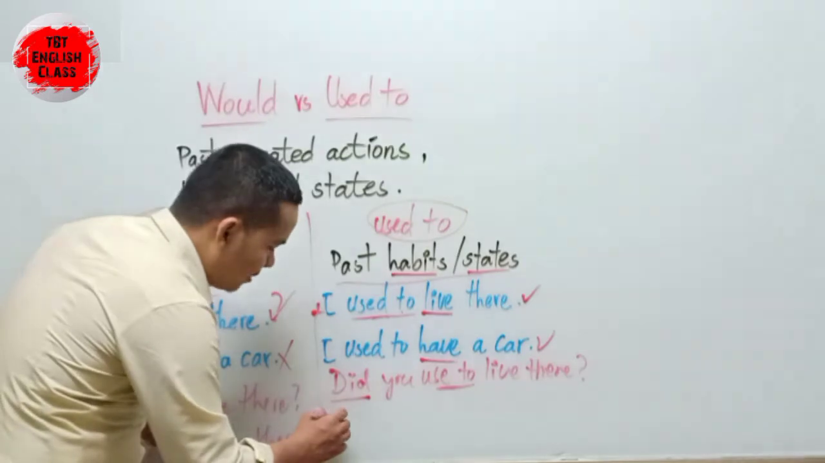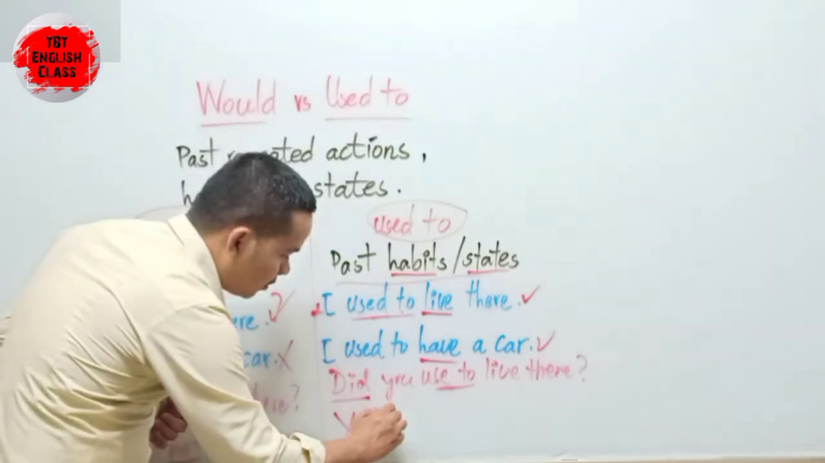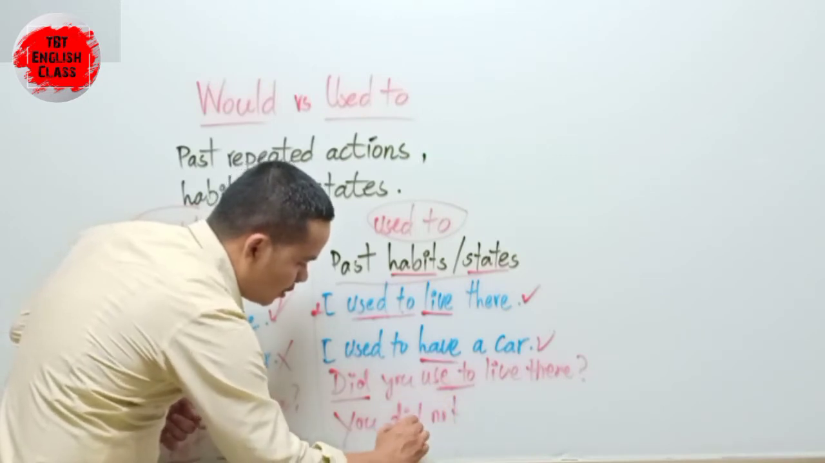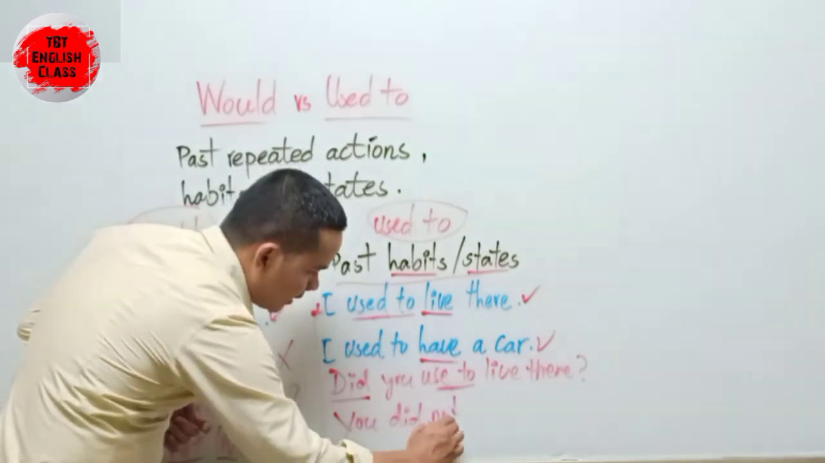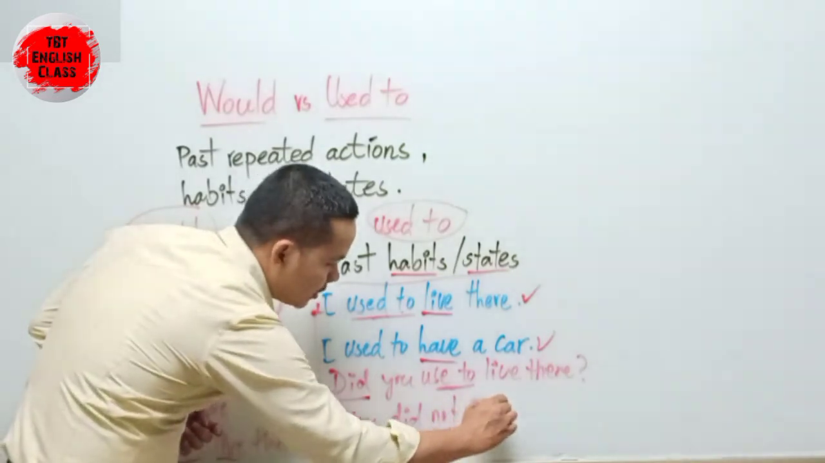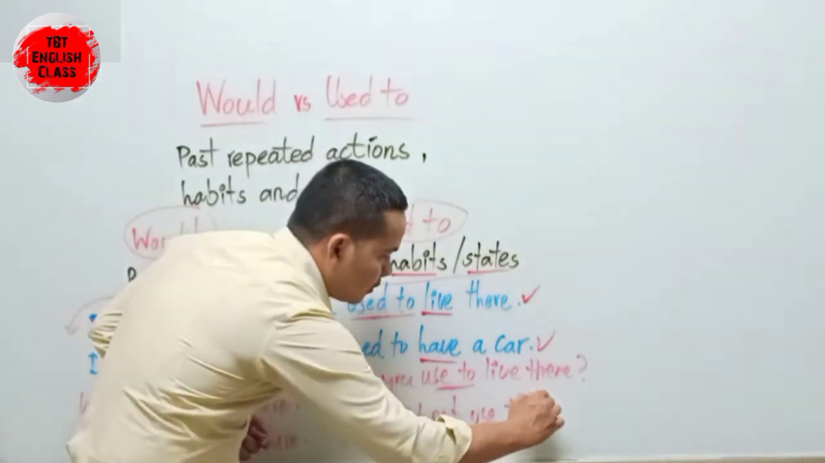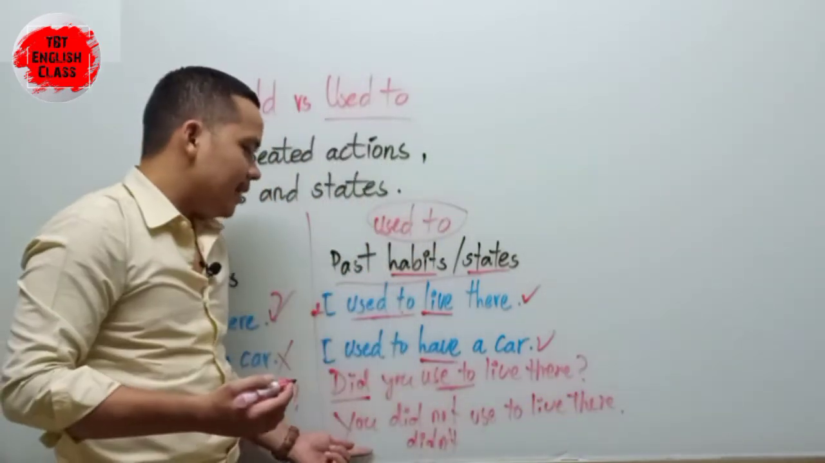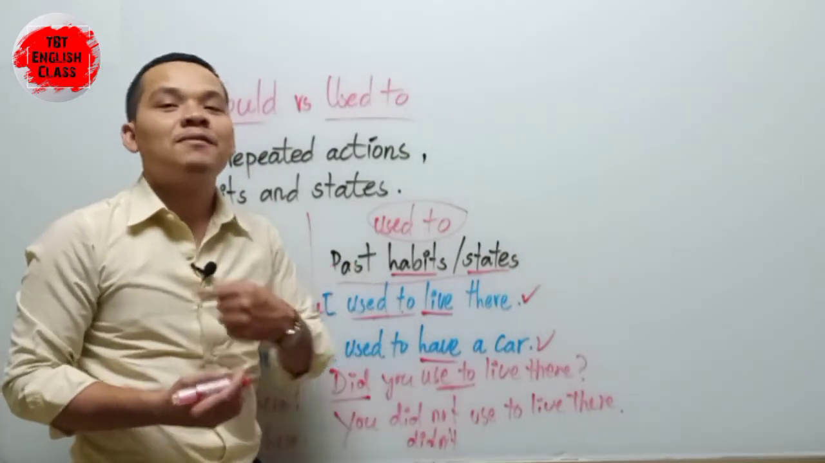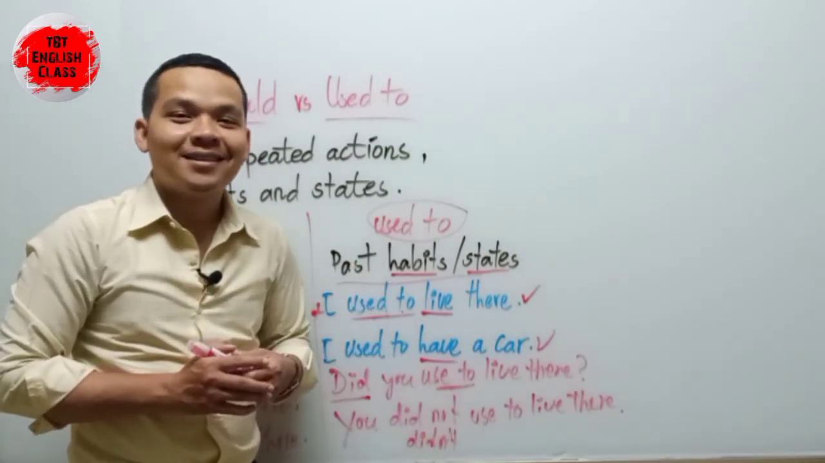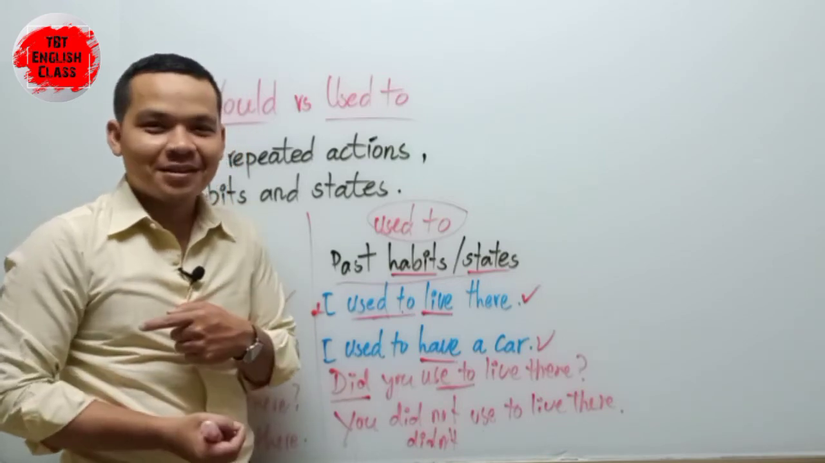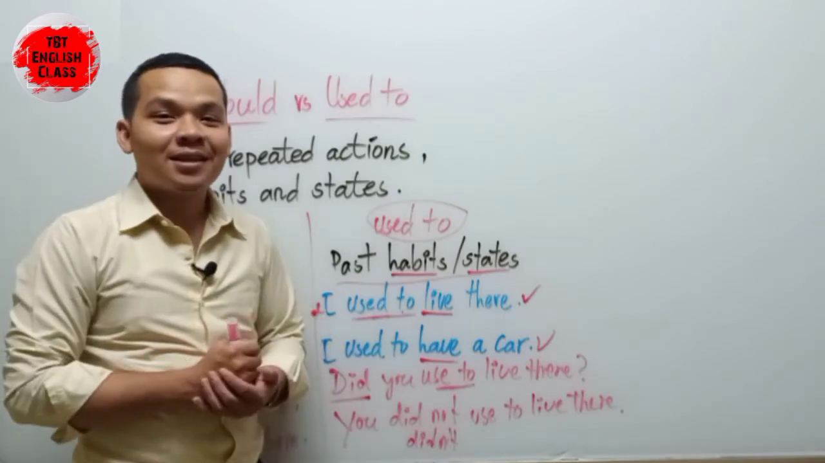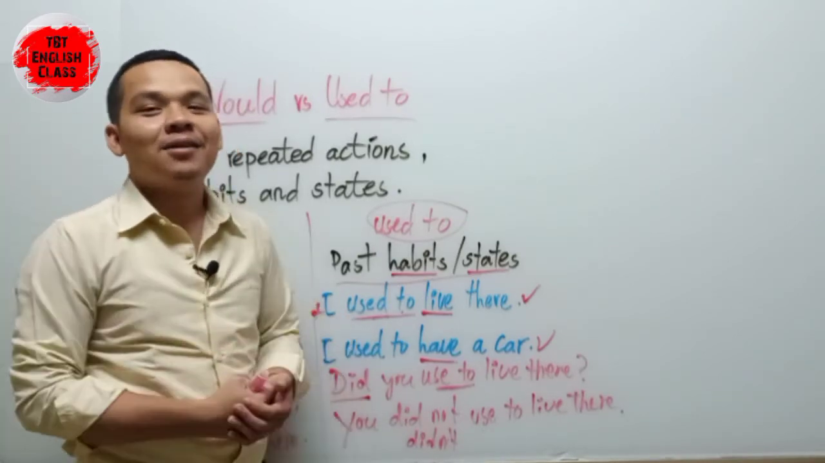Another one, negative. I say, you did not. Okay? Did not, or you can make it a short form like didn't. And then I keep use to live there like this. So it means that I did not use to live there means I never lived over there until nowadays. Okay? I never lived over there. So if I say I used to live there, it means yes, I lived there before, like last year I lived there, but now I don't live over there.